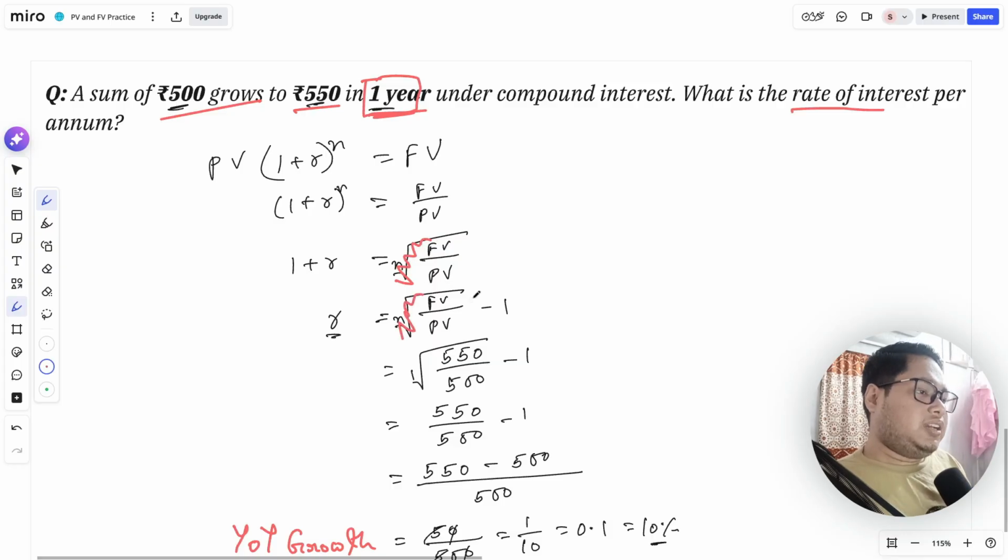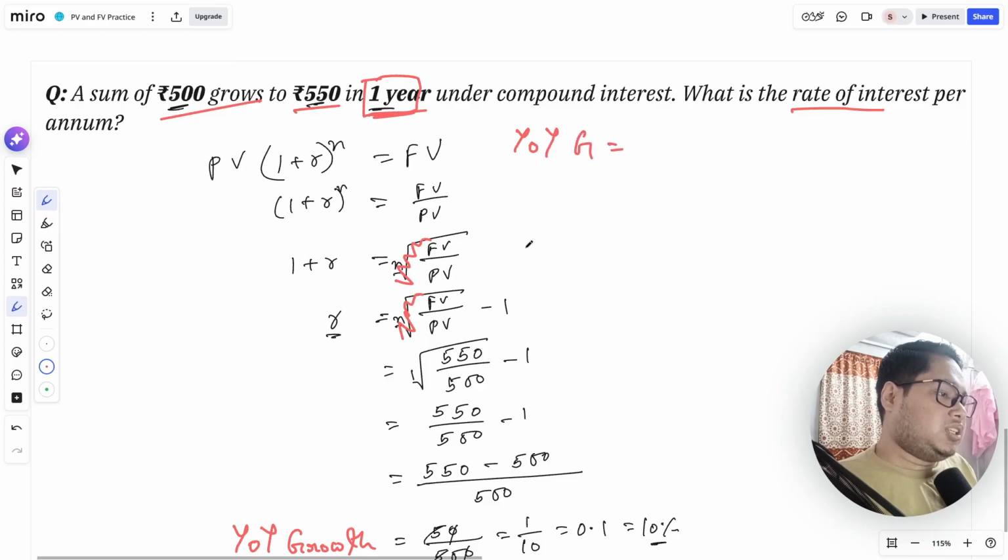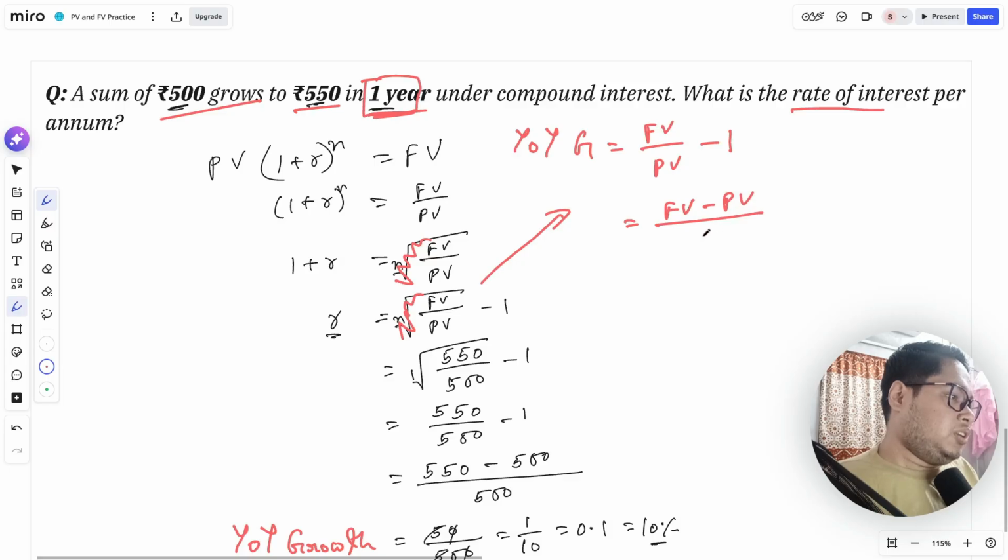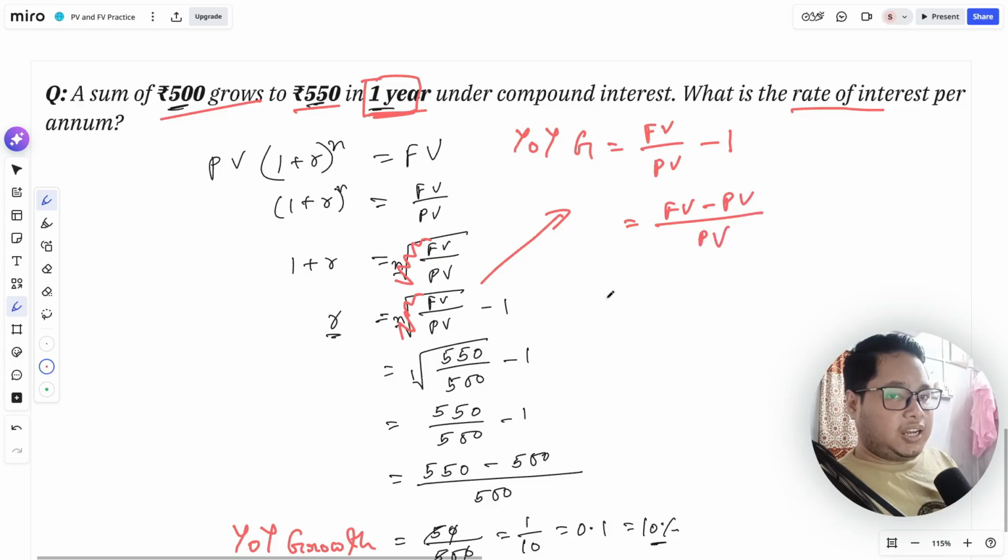So if we can skip that, then your year over year growth rate formula becomes like this: YoY, I'm writing it in short form, YoYG. I'm just taking this formula, nothing else. That is FV by PV minus 1. Now this formula again can be written as (FV minus PV) by PV. So now you can see how this year over year growth rate formula has been constructed.